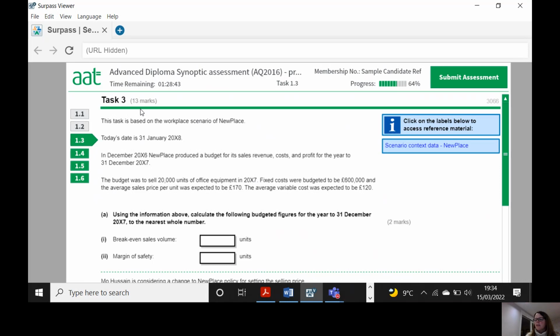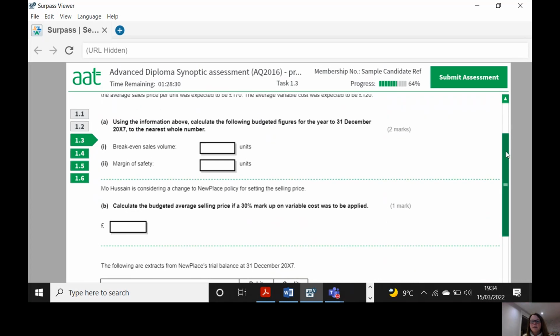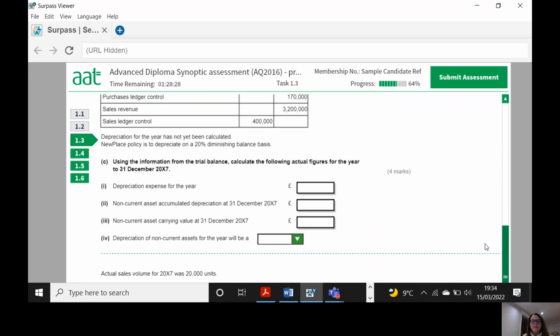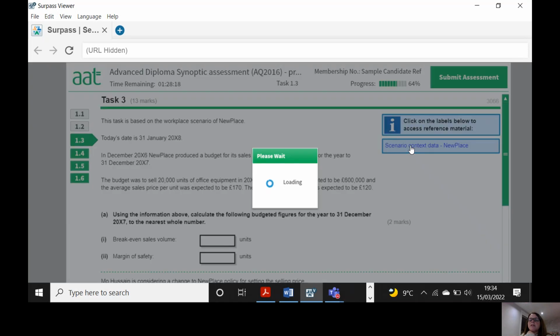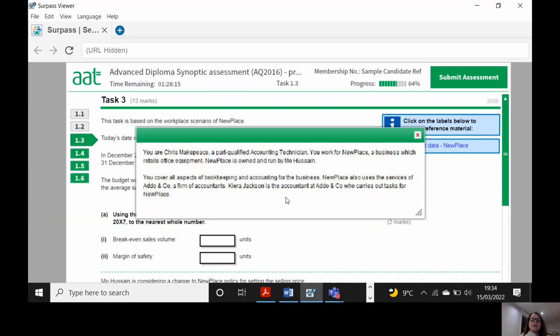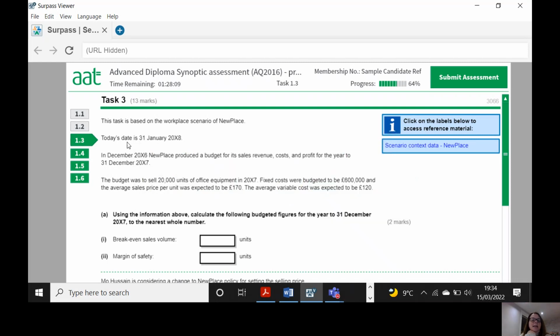This one will focus mainly on management, but as you will see when we get there, there's a little bit of financial in here as well. Right, so this task is based on the workplace scenario New Place. By the way, you can always click on this scenario context and find out a little bit of the background information about the business names and who's who. Today's date, 31st of January, X8.